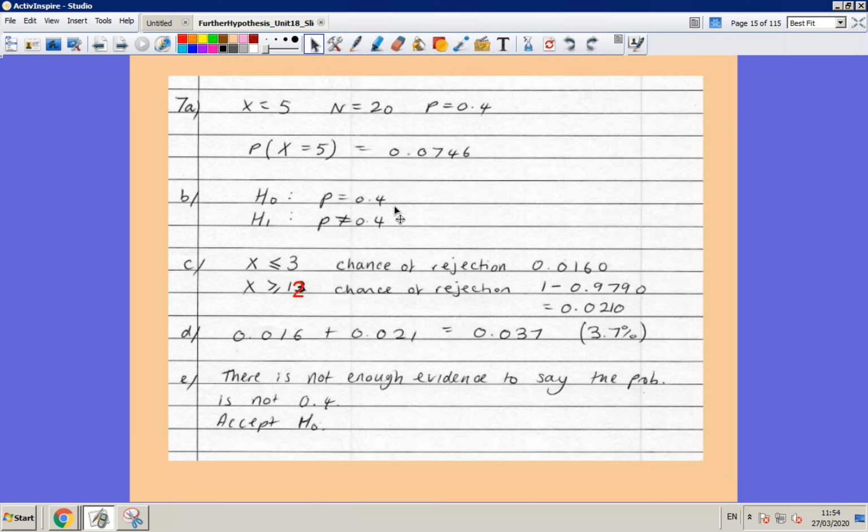And then Polly's suspicion is that the probability is wrong. She doesn't know whether the probability is smaller than 0.4. She doesn't think necessarily the probability is greater than 0.4. She just thinks that it's incorrect. So the alternative hypothesis, H1 in this instance, is going to be that the probability is not equal to 0.4.